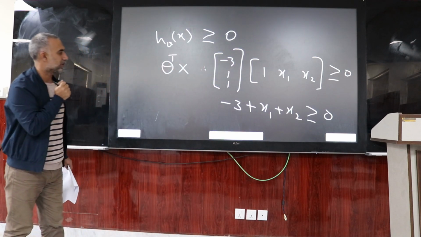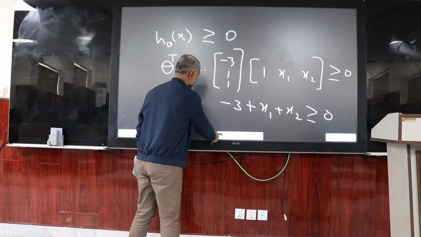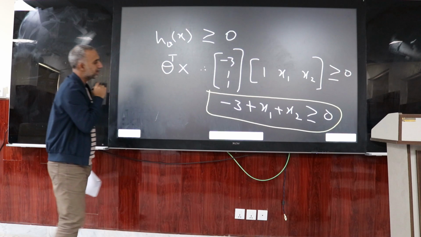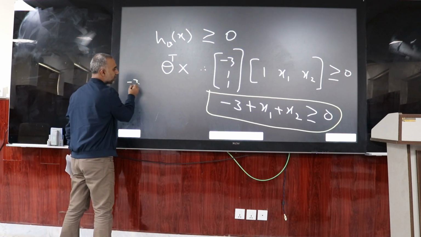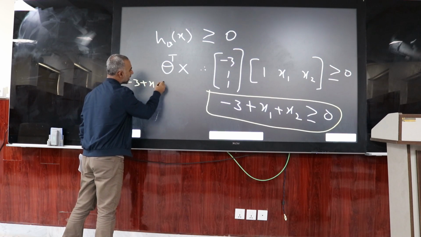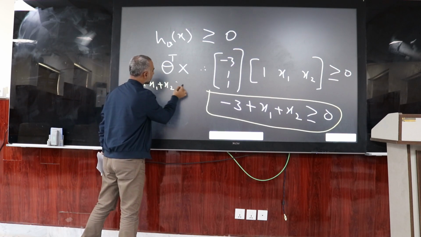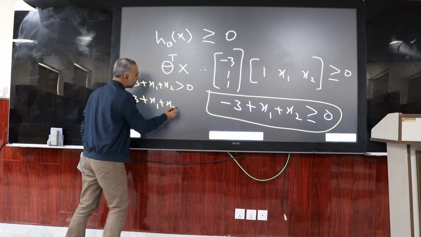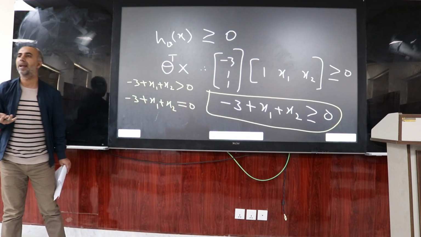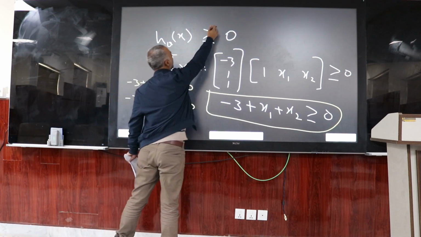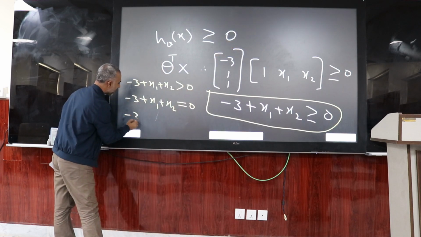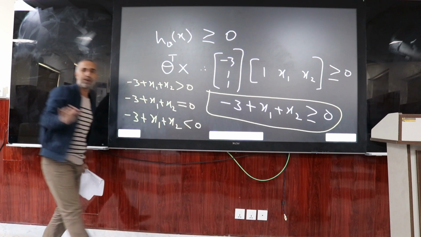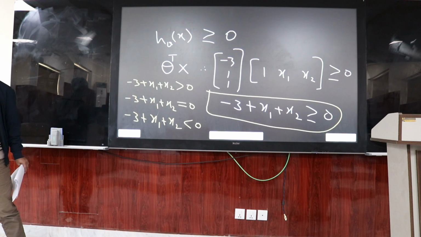So now there are 3 possible choices. Remember, this is the beautiful concept, please try to understand, stay connected. There are 3 possible choices. First one is -3 plus x1 plus x2 greater than 0. Second, -3 plus x1 plus x2 equivalent to 0. The last one is -3 plus x1 plus x2 less than 0. Are you getting my point? Is there any query?